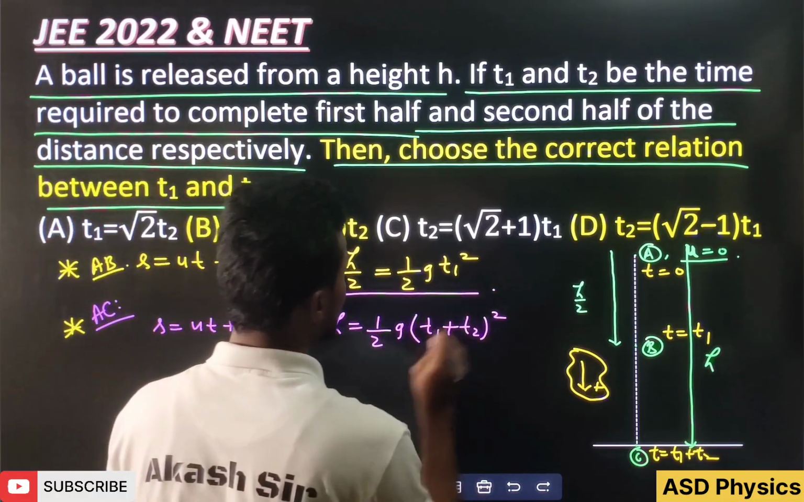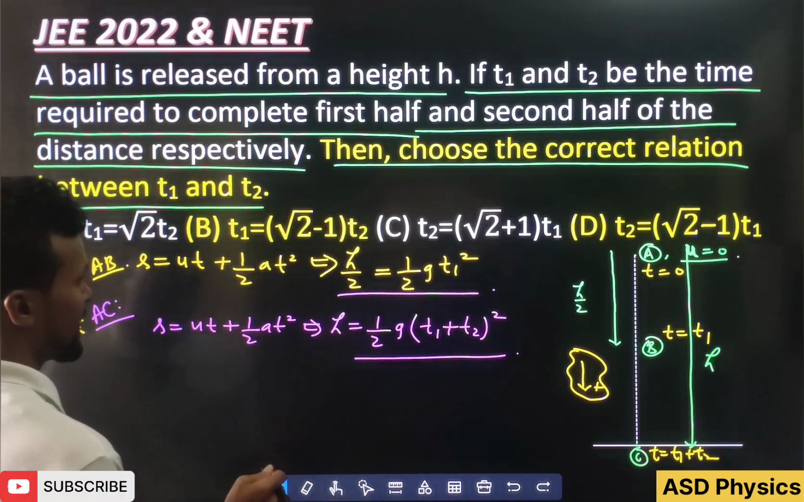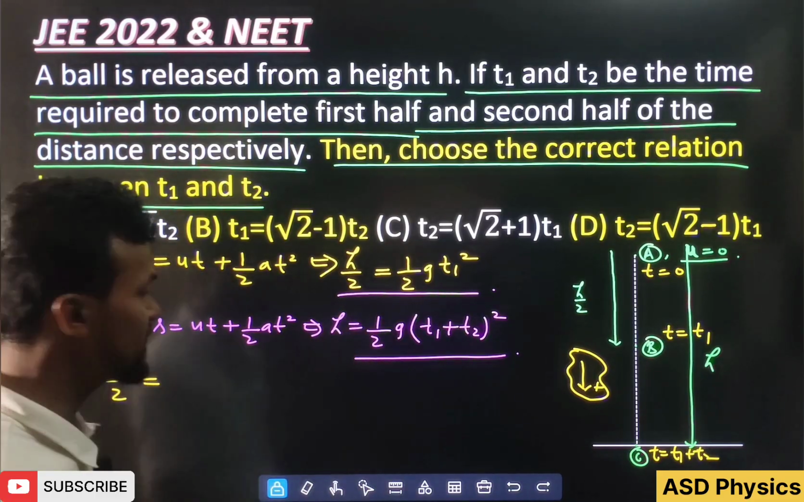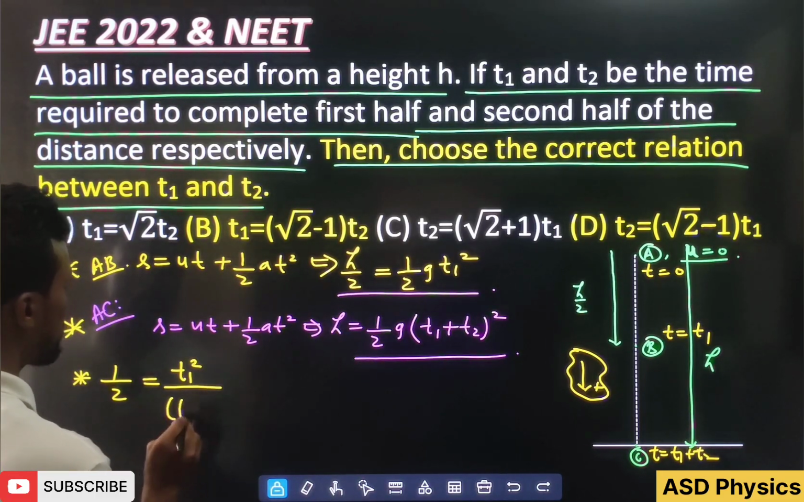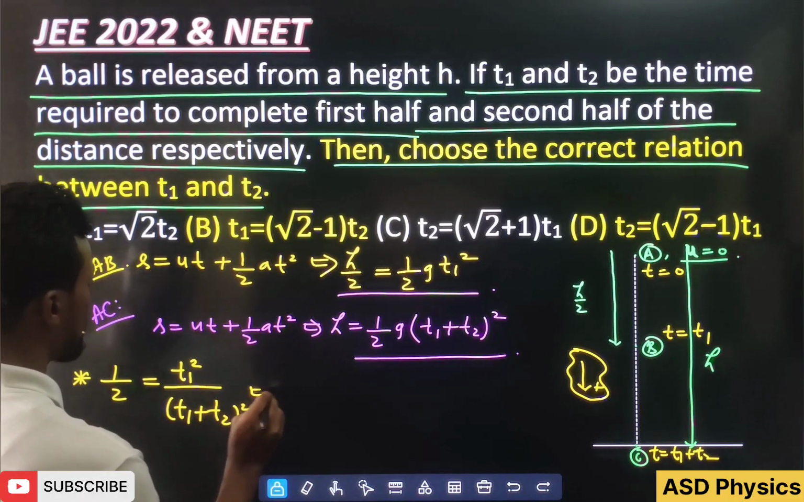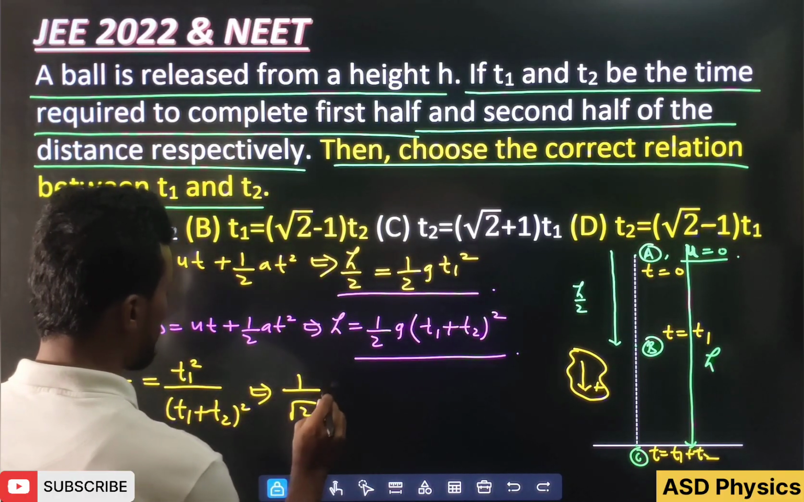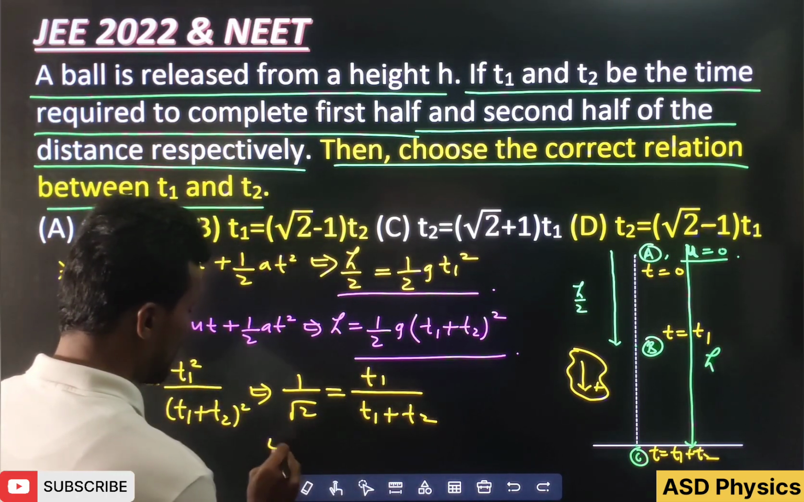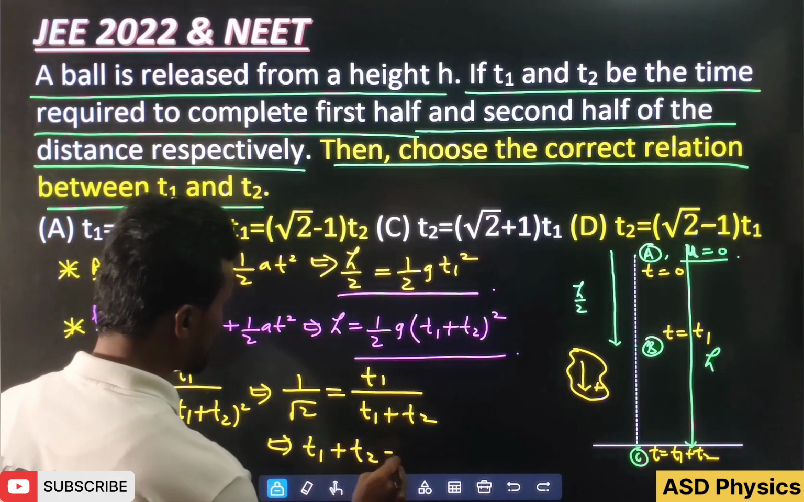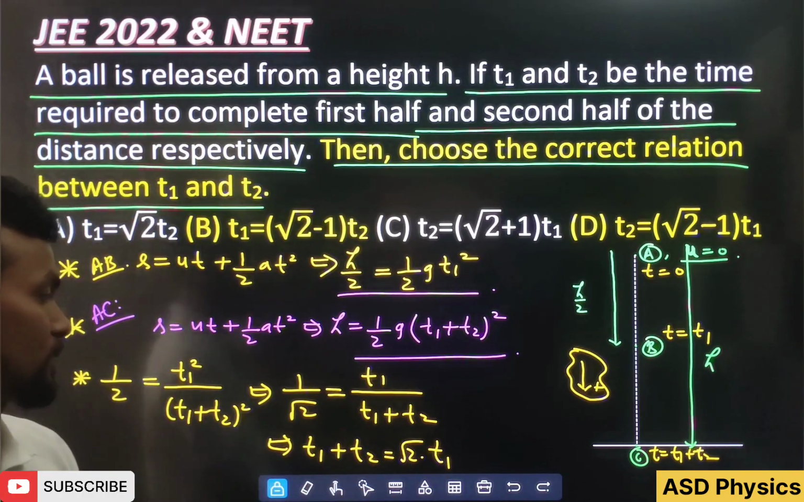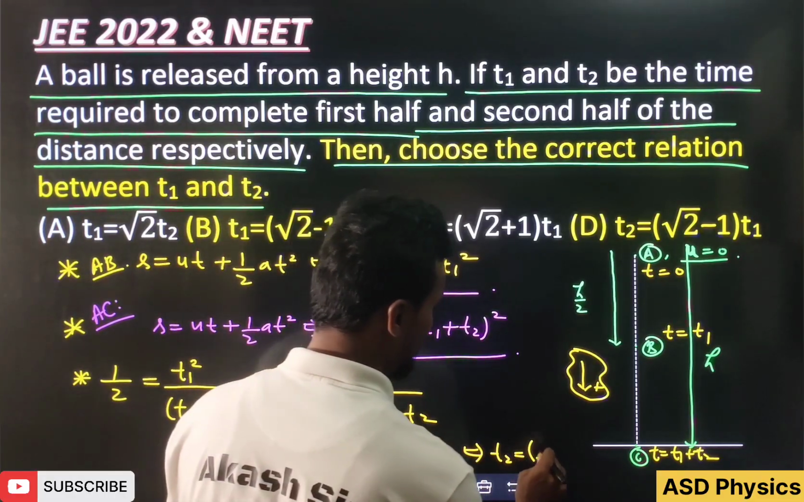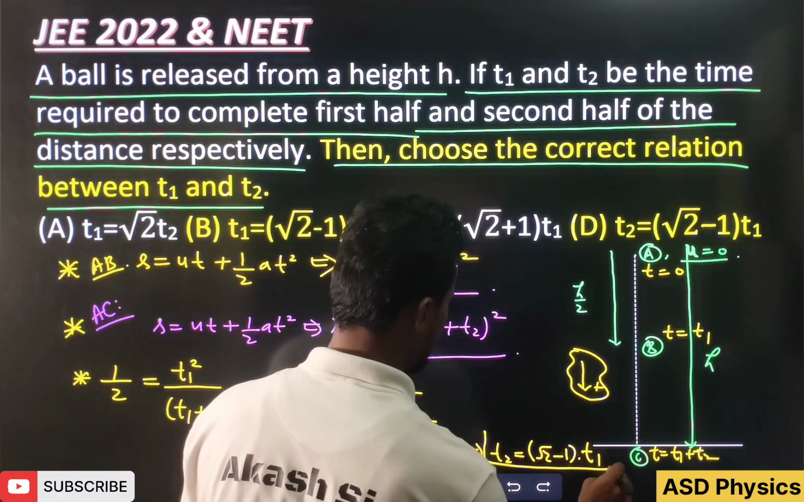Now what we'll do here, students, is divide this equation and this equation. When we divide, h by 2 by h cancel, so half is equal to, half g anyhow cancels, so it will come T1 square by T1 plus T2 whole square. Take the square root on both sides: 1 by root 2 is equal to T1 by T1 plus T2. Now T1 plus T2 will become root 2 into T1. Send T1 to this side, so T2 equals root 2 minus 1 into T1.